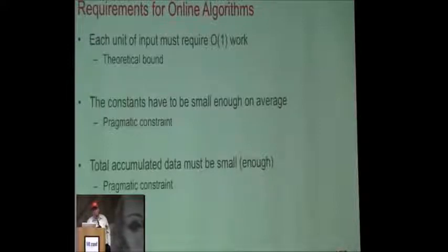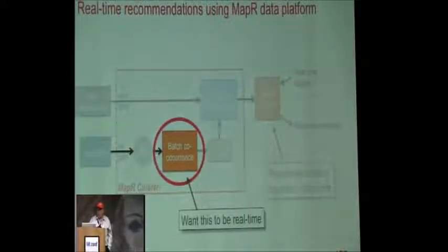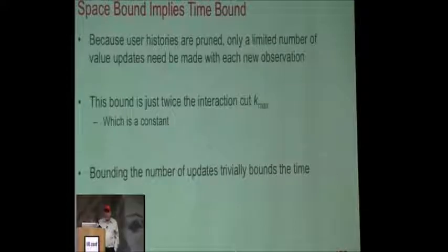So this is a block diagram built for a customer at one point. The original system takes item metadata and puts it in a search engine. It takes log files, pre-processes them into suitable form, does batch co-occurrence, post-processes them, and sticks them in as indicators into the search engine. And then the web tier does the search. We, of course, are only worried about the batch co-occurrence part. We want that to be real time. We can put a space bound on that, and that will give us a time bound.